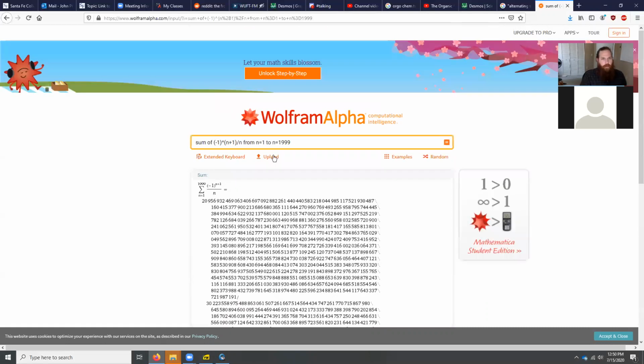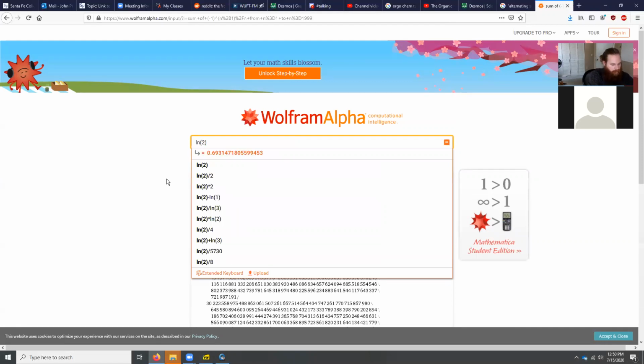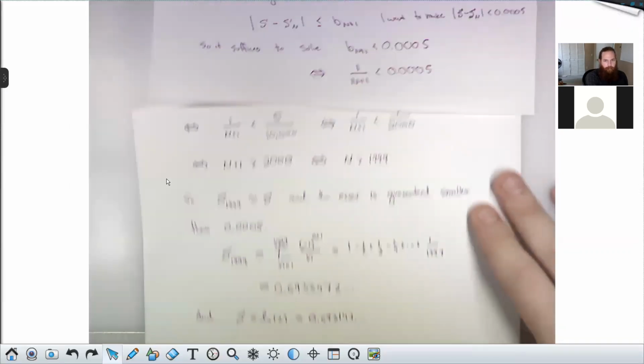What is the actual value of the sum? Well, I claim that that's the natural log of 2. And S is equal to the natural log of 2, which is 0.693147, blah, blah, blah. So here we are.